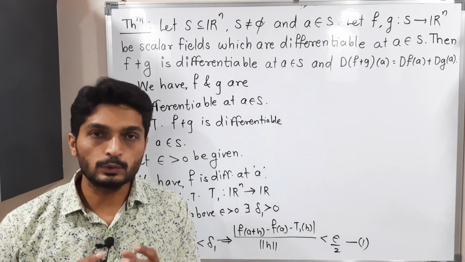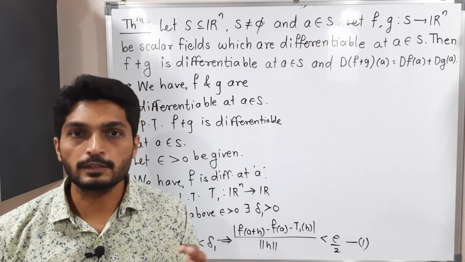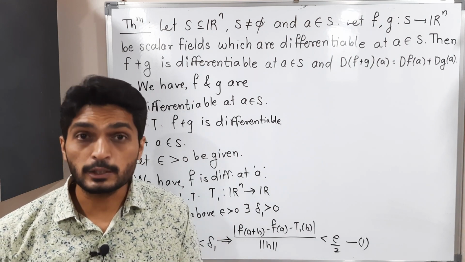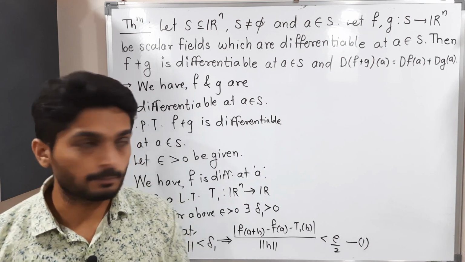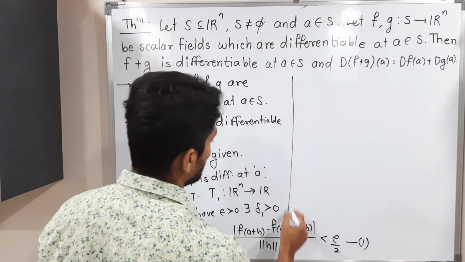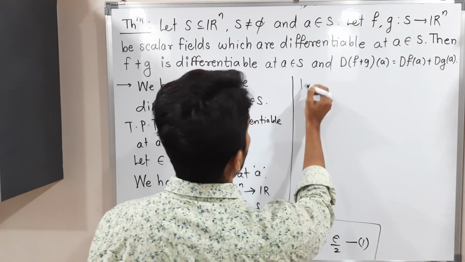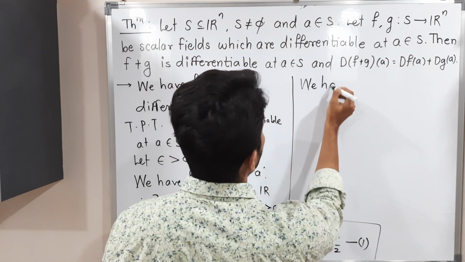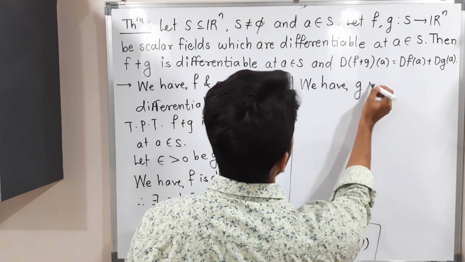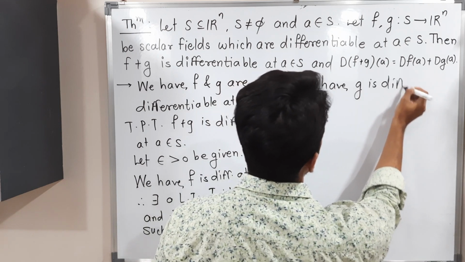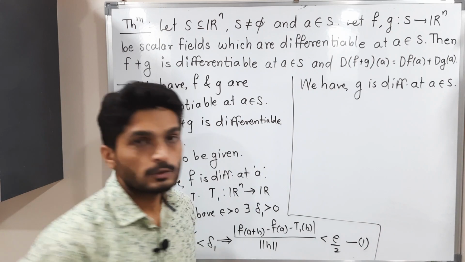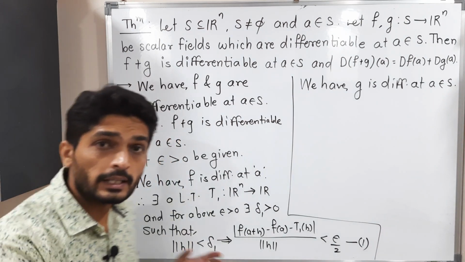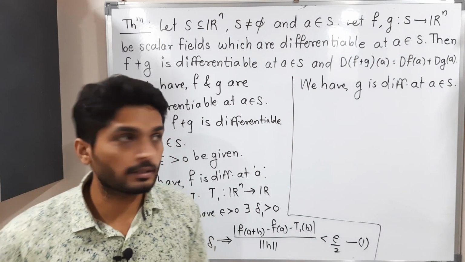Okay. So we used the first given information, that f is differentiable at A. As well, we have one more important piece of information: g is also differentiable at A. So let us write that. We have g is differentiable at A belonging to S. So g is also differentiable at A, and again I can use the same type of definition and write.